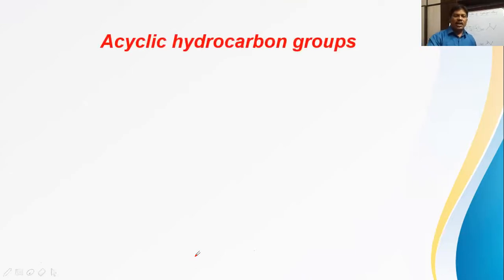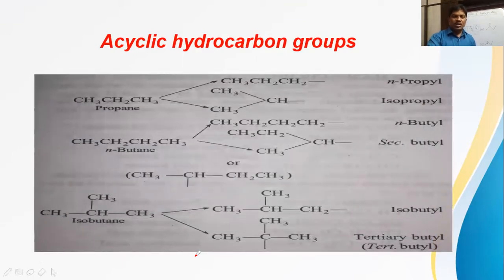And the first type is what? Acyclic hydrocarbon groups, meaning non-cyclic hydrocarbon groups. In this example, take the molecule of propane, CH3, CH2, CH3. How many carbon atoms are in this? 3 carbons are there. 2 terminal CH3 groups are there. In between, a CH2 group is present. Suppose you remove hydrogen from a terminal carbon, from terminal carbon, we get this type of structure called CH3, CH2, CH2 with a free bond.